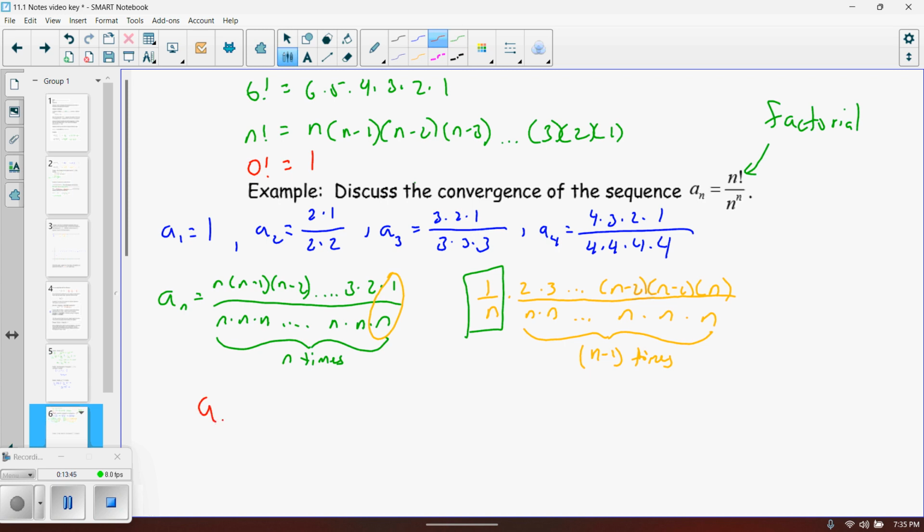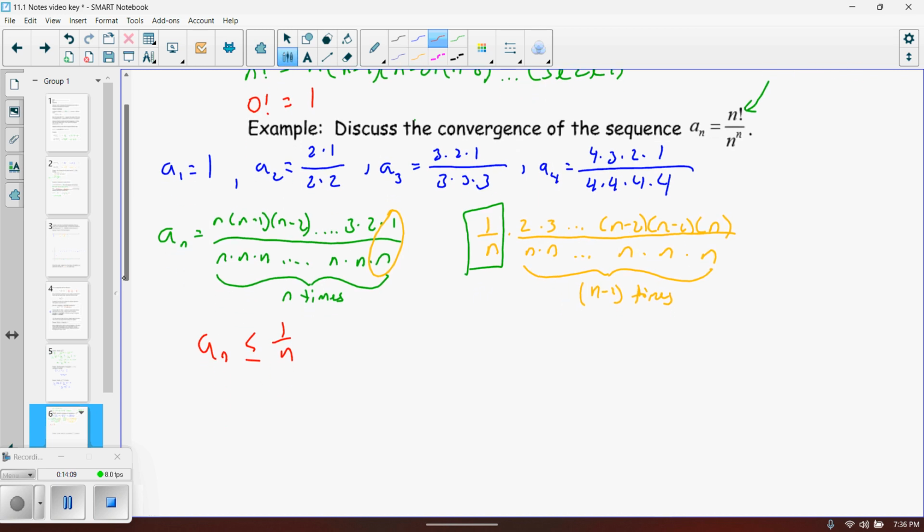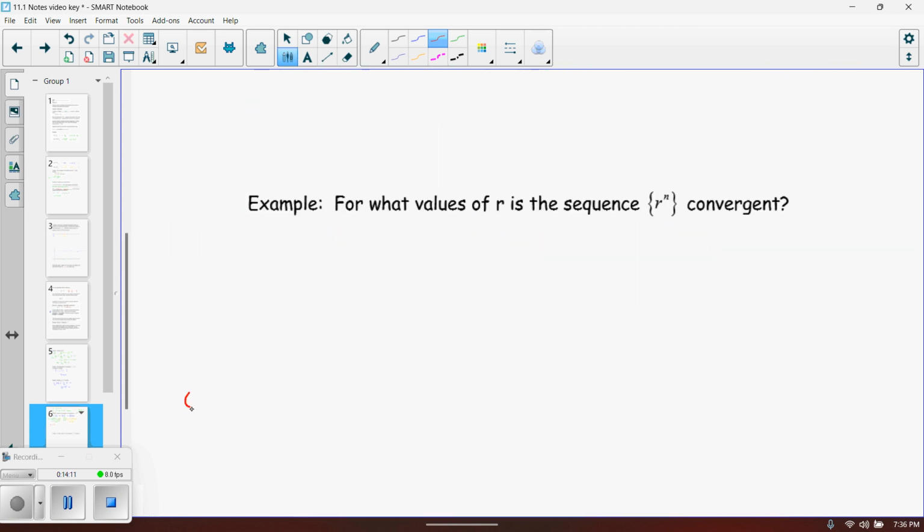A sub n has to be less than or equal to maybe 1 over n, because again, multiplying by all the rest of the stuff just makes it smaller than a sub n. So a sub n is going to be the smaller of the two fractions. Well, if that's the case, I know I can bound a sub n.